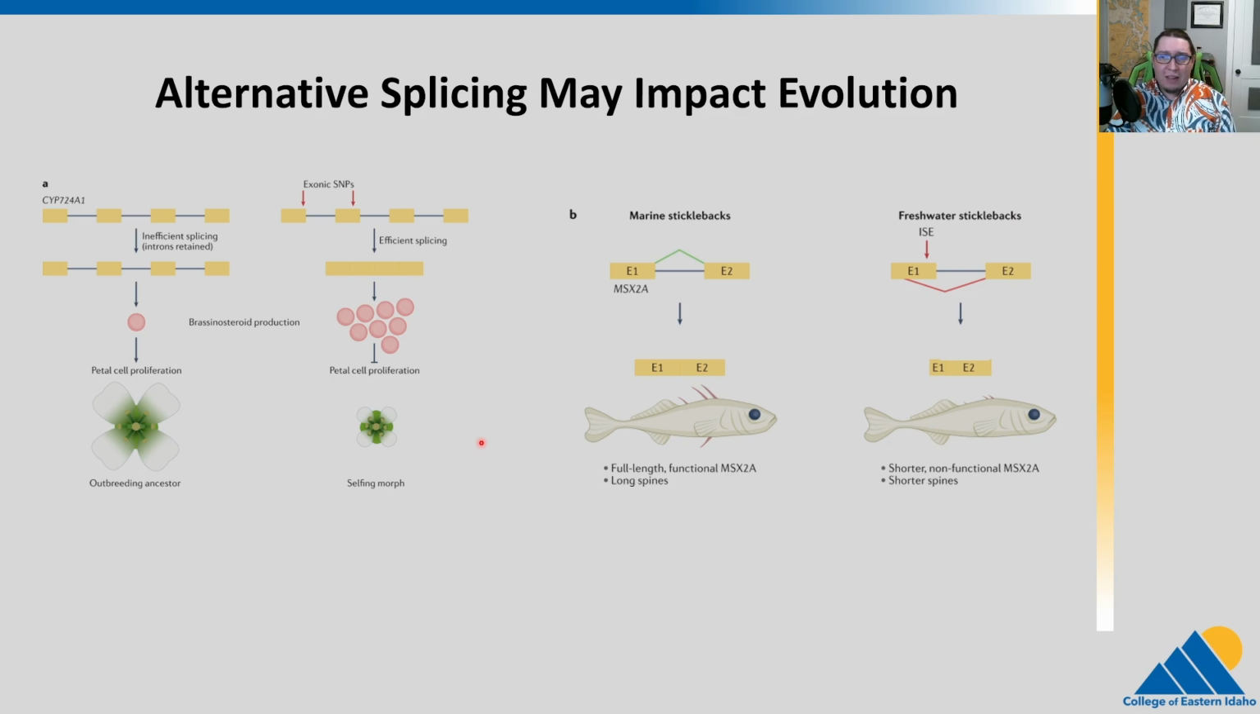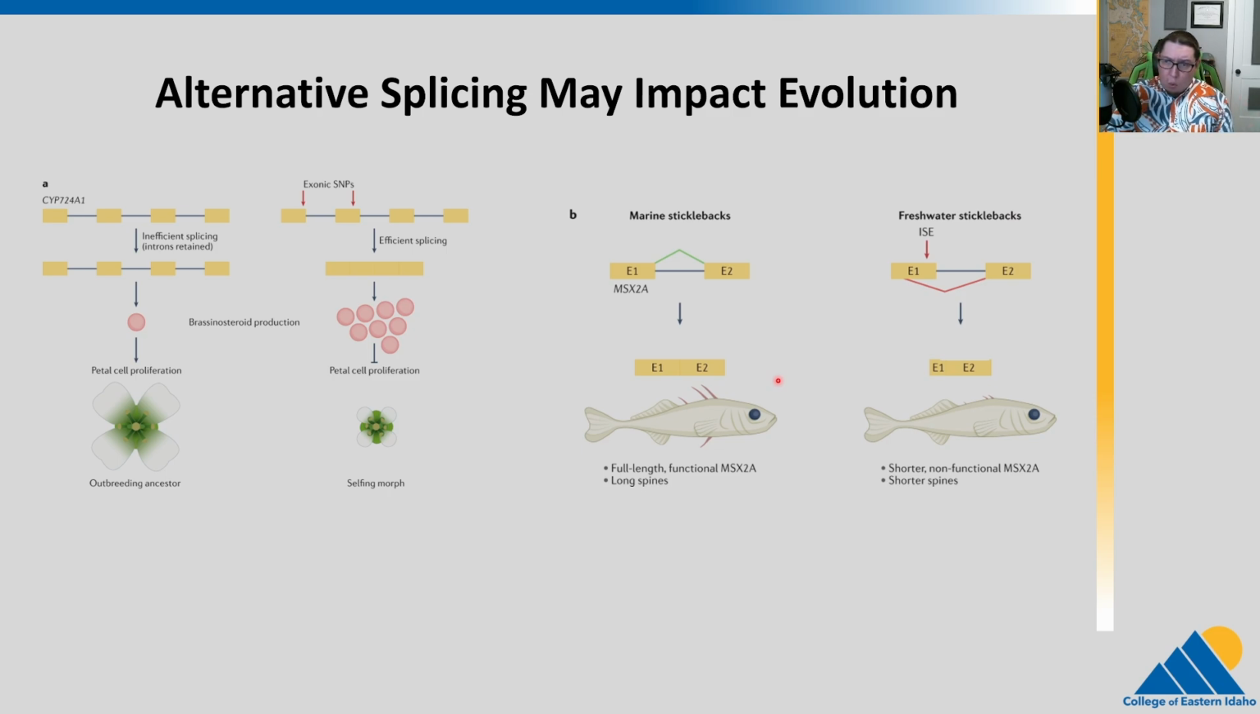It's not just plants that this is limited to. We also see this in fish. Here's a marine stickleback. It's got these long spines on it. And here's a freshwater stickleback. It's got tiny little spines on it. In the marine stickleback, the intron is spliced out properly. In the freshwater stickleback, the intron is spliced out improperly, leading to part of the exon being removed. Here, we see these tiny spines as a result.